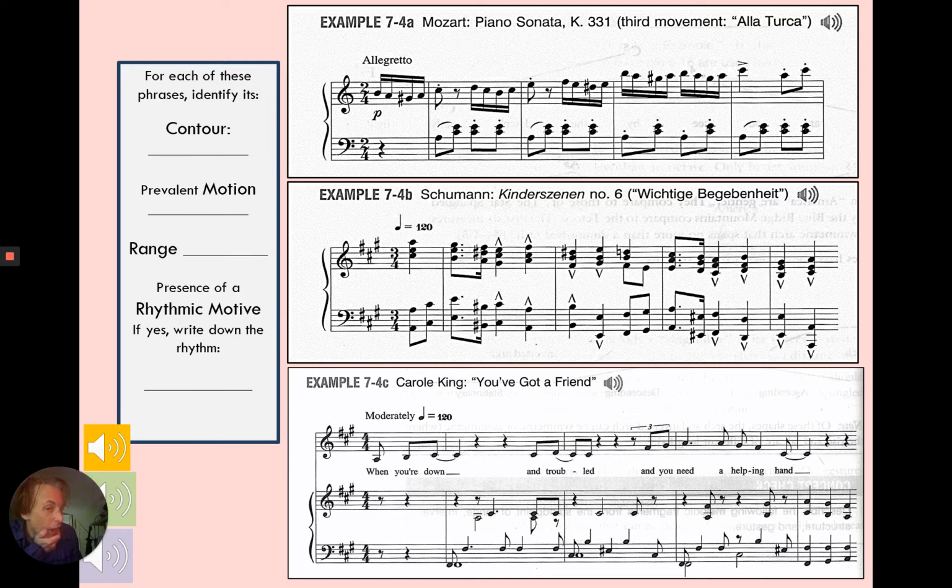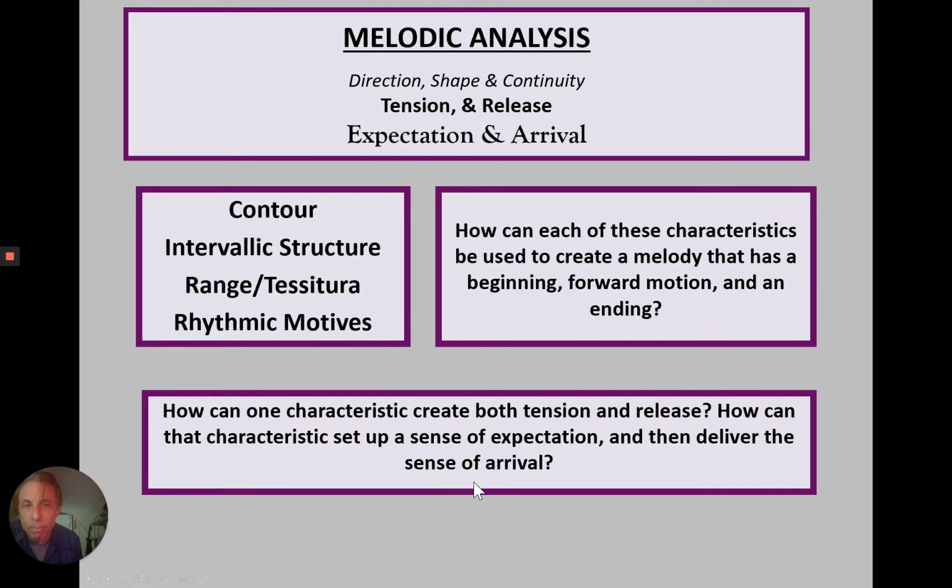And just this fragment alone is not so very memorable, I think, because it has so many different things going on. But I think when it's complemented with the second half, then it becomes a more meaningful melodic thought. And so just putting these things all together in the idea of dramatic shape. So direction, shape, continuity, tension, release, expectation, and arrival.